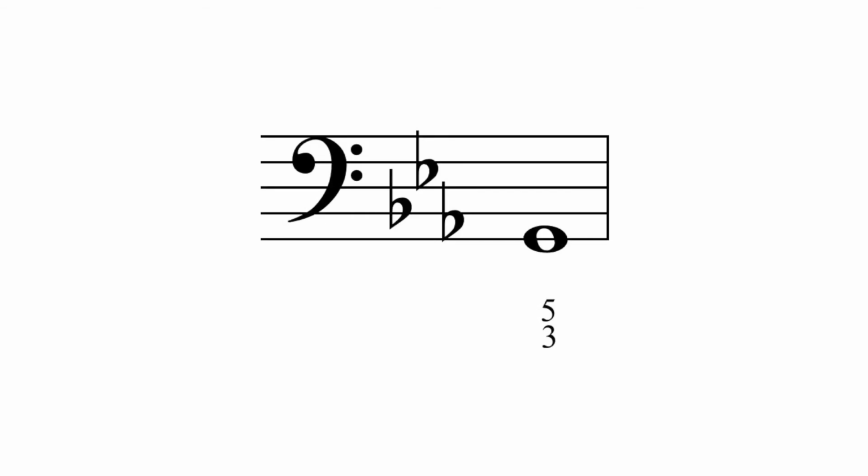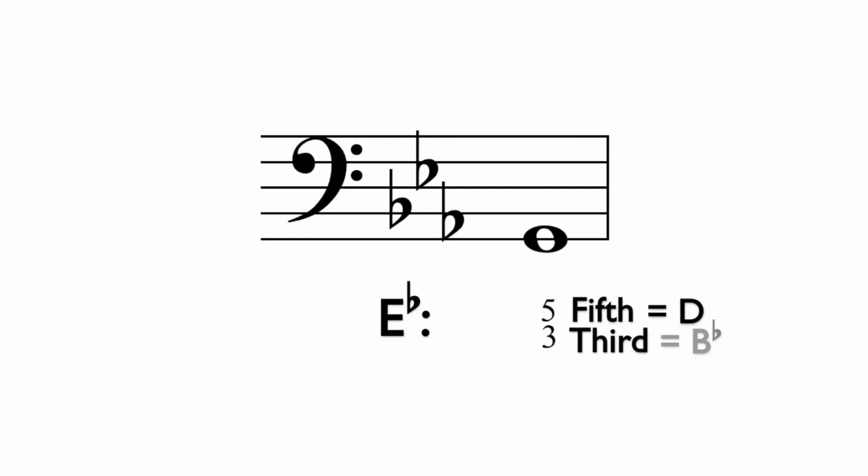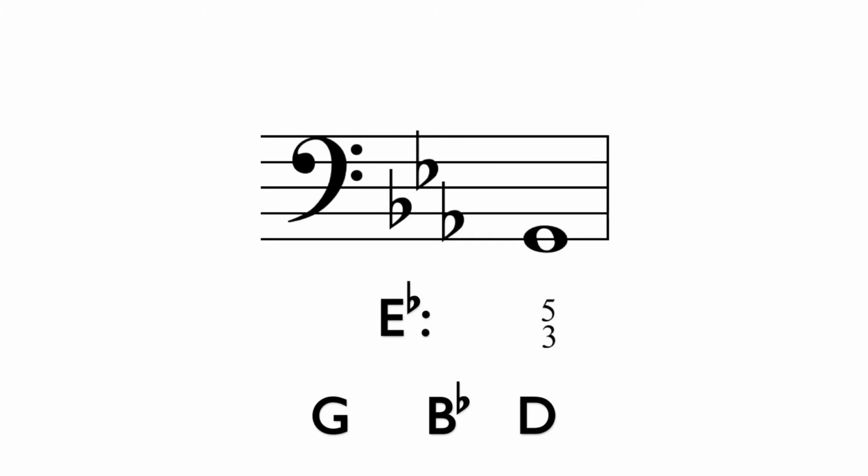Here is another example. We have the same G note with a 5-3 figure, but this time we have a key signature of E flat major. The fifth above the bass is D, and the third above the bass is B flat. Therefore, the 3 notes of this triad are G, B flat, and D, making this a G minor triad, or a 3 chord in the key of E flat major.